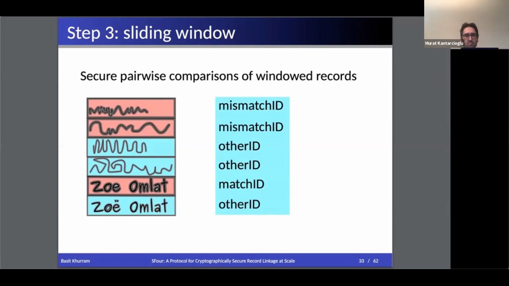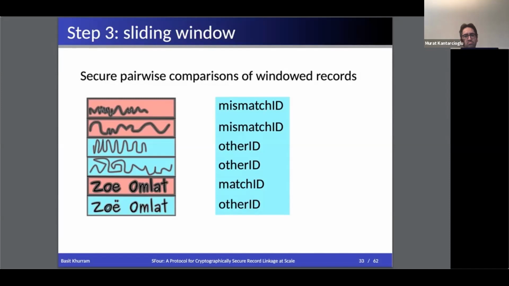Okay, so each of the records has an owner bit, which indicates which party owns the record. Each record also has attached to it a match ID, a mismatch ID, and another ID identifier. Recall, only the record owner knows the values of the match ID and mismatch ID attached to the record. Also, the value of the other ID attached to the record is not known by the record owner.